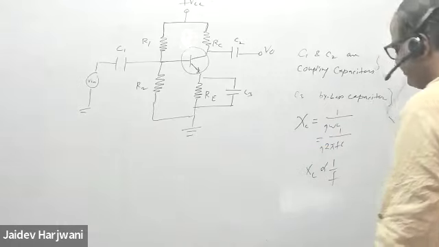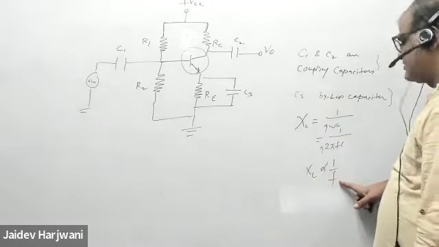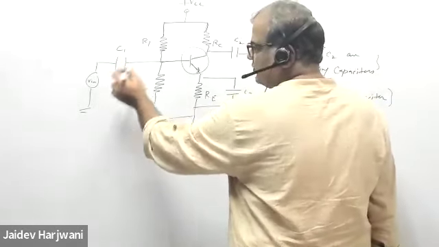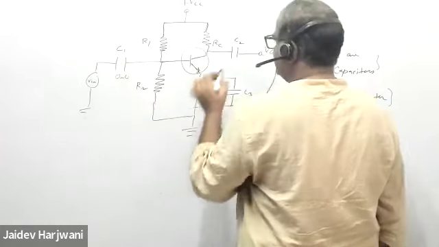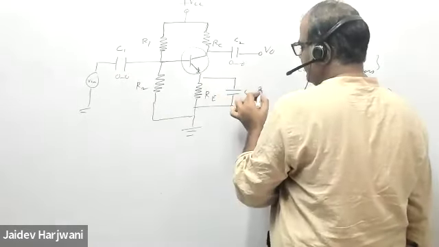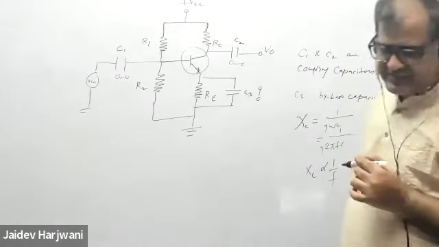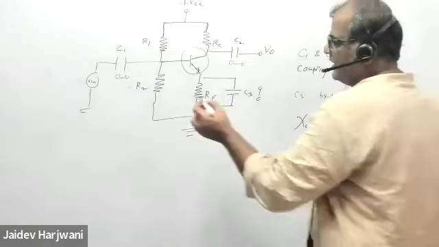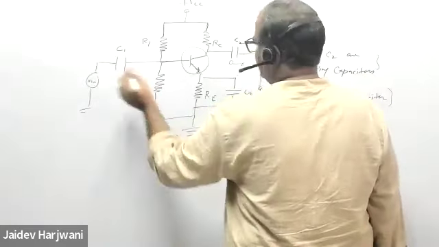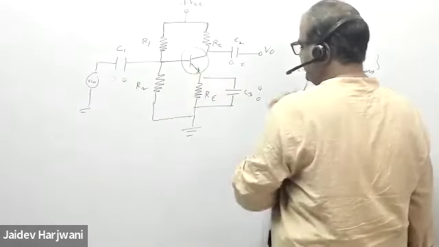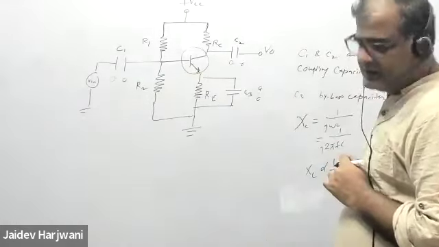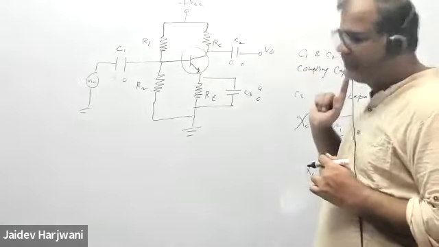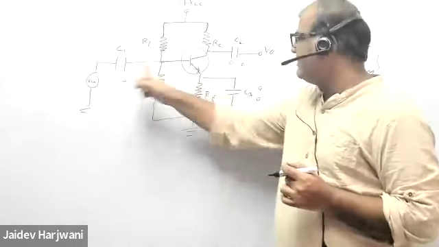So if my frequency is low, my XC is high. If my frequency is high, my XC is low. So for high frequency, the XC is low, so I can replace it by a short circuit. And if there is a DC, F is 0, XC is infinite, so I can treat this as an open circuit. So whenever I apply DC biasing, whenever I'm calculating the operating point, these capacitors will become open.